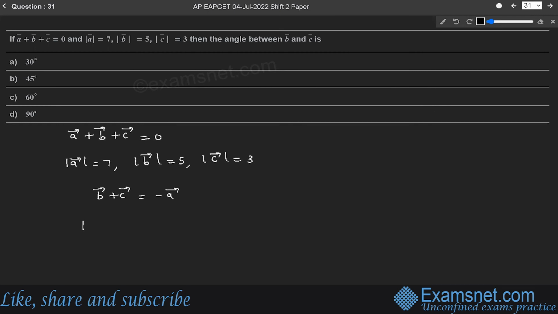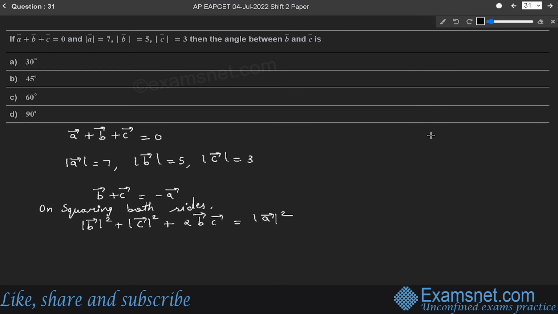Therefore, modulus of B vector whole square plus modulus of C vector whole square plus 2 B vector into C vector will be modulus of A vector whole square. In this step, we have put squares on both the sides. So we can say that on squaring both the sides, this is the desired equation.